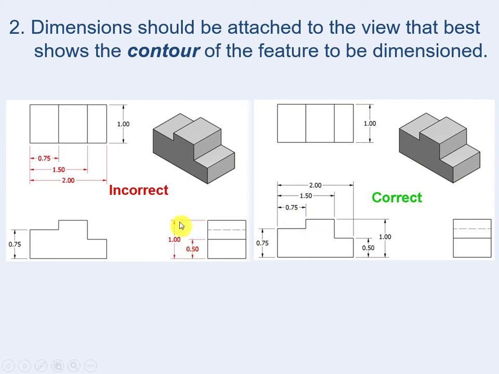Same thing, guys, for 1 and 0.5 on the right side view. The 0.5 and 1 can be seen clearly from the front view, not from the right side view. So the level of this surface and this surface is clearly seen in the front view, not on the right view.